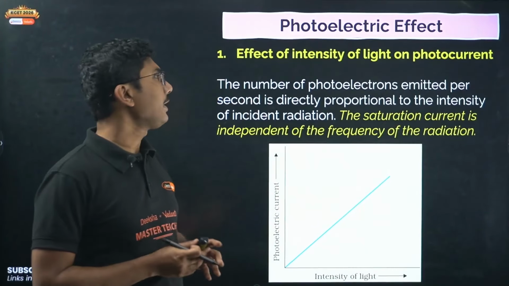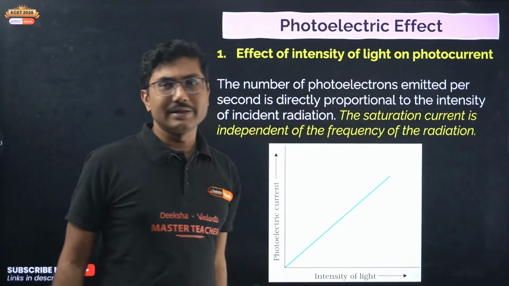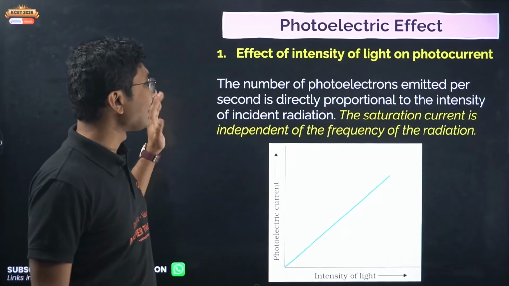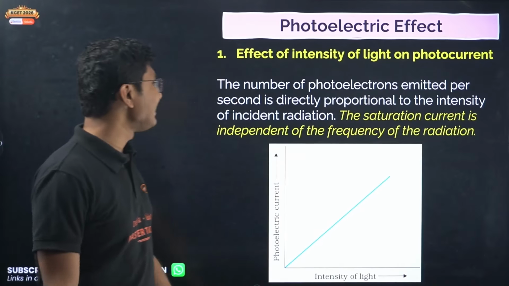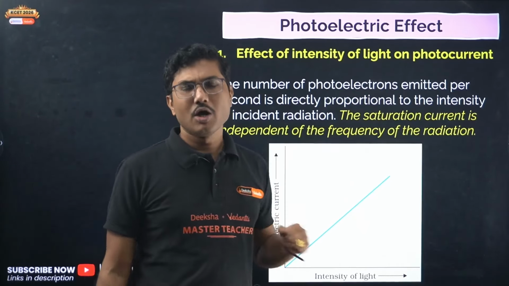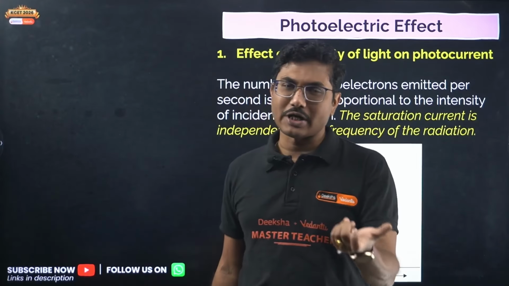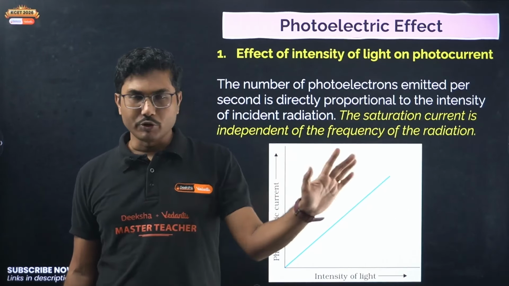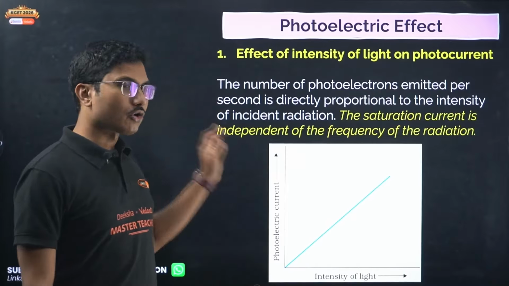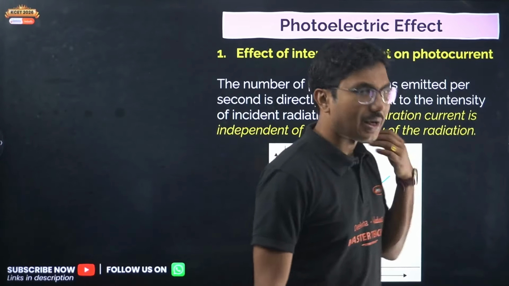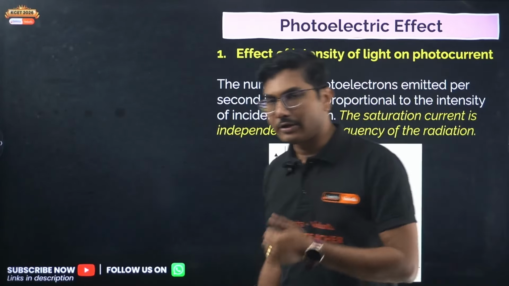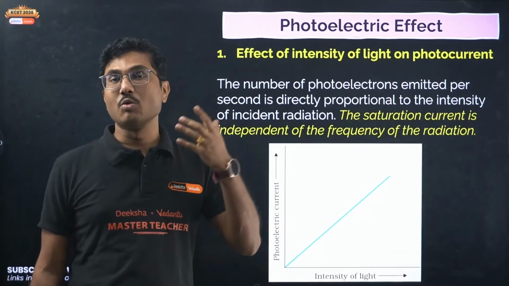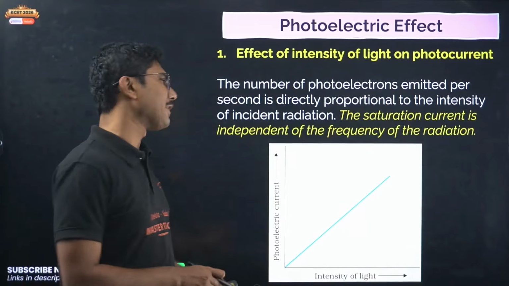Now, the photoelectric effect and the intensity of light in photocurrent. The number of photoelectrons emitted per second is directly proportional to the intensity of the incident radiation. What is current? Current is the number of charges per unit time, so Q by t is called current. We already studied this in the electric current chapter. Photocurrent is basically when you apply light onto a metal, some electrons come out, and you collect them and check how much current is flowing in the circuit. For that they designed a simple experimental setup.